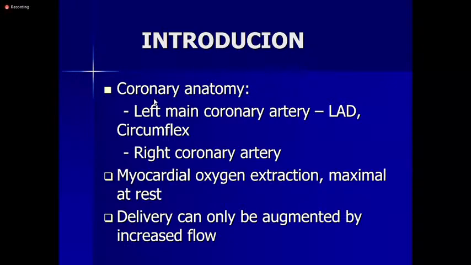Then a further important point is that for the myocardium, oxygen extraction from the blood is maximal at rest. And this is different from skeletal muscle. Skeletal muscle, you can increase your oxygen extraction when you exercise. In the myocardium, it is maximum at rest. Therefore, increased oxygen demand can only be supplied by increased flow. So if there is obstruction, which means we can't manage the flow, then you end up with a deficit like we've talked about.